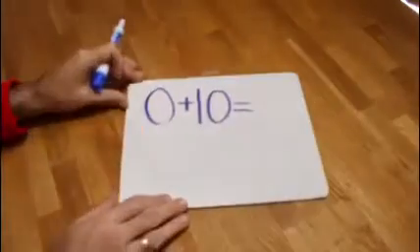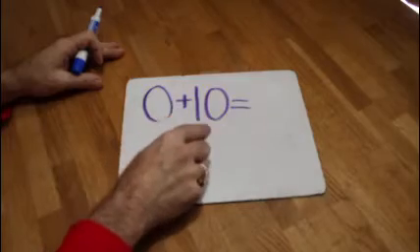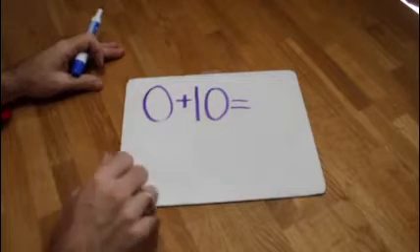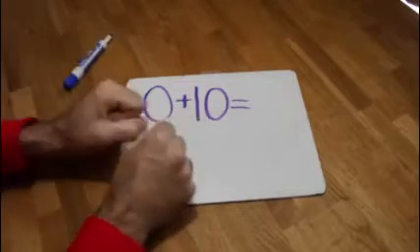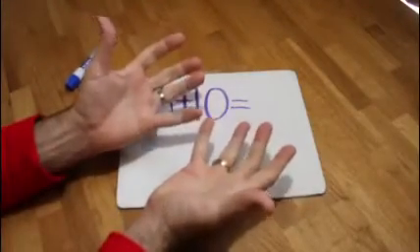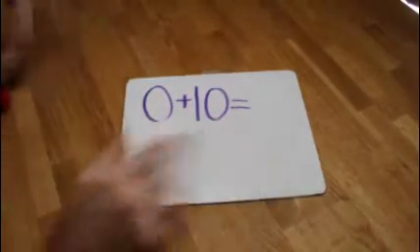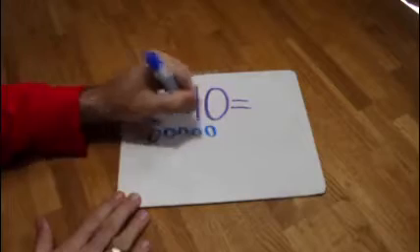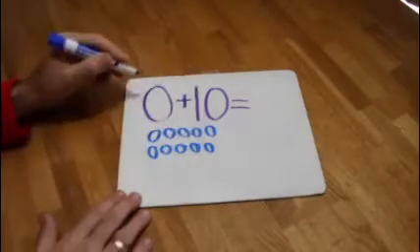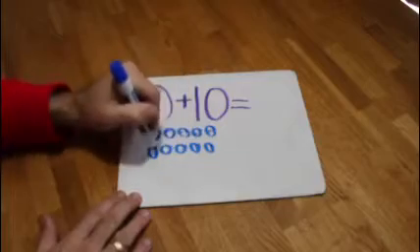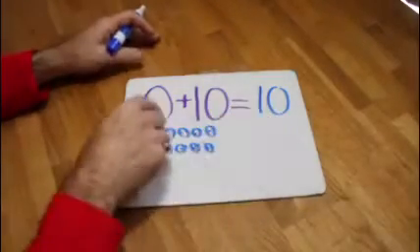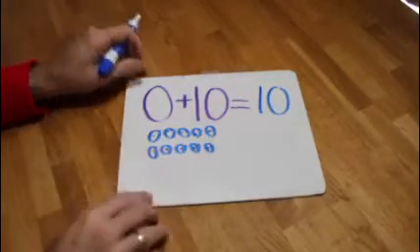We've got one more to go here. Let's see. Read this one. 0 plus 10 equals. Quick mental math. Okay, fingers. I have none plus 10 equals. Or pictures. Start with 0, nothing, plus 10. So I got to draw 10 more. 1, 2, 3, 4, 5, 6, 7, 8, 9, 10. It equals 1, 2, 3, 4, 5, 6, 7, 8, 9, 10. 0 plus 10 equals 10. Remember, if you add 0 to something, it stays the same.